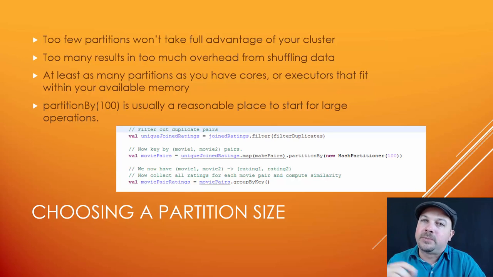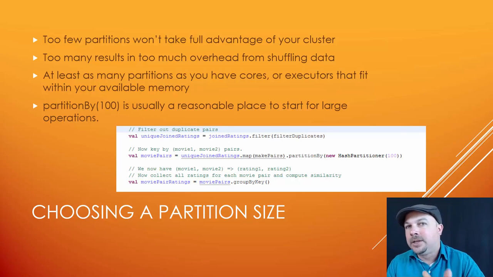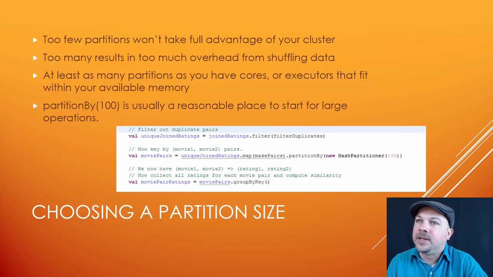But you want to have at least as many partitions as you have executors, otherwise you're going to have these executors and these resources on your cluster just sitting idle, and that wouldn't be good either. So make sure you have at least as many partitions as you have the capacity for executors on your cluster. 100 is usually a reasonable place to start if you don't want to think about it too much. That's indicative of a reasonably sized cluster, and that will give you pretty good parallelism in most use cases. And that's what we did here.